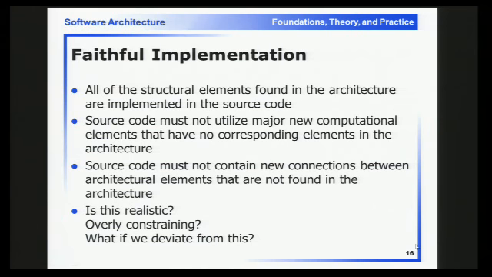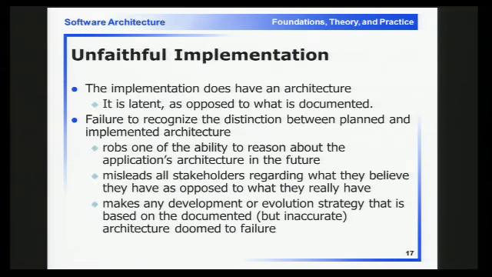After we understand the faithfulness of implementation, we will consider whether it's feasible to always enforce it, right? Is it realistic, or is it overly constraining our development? What if we deviate from the architecture during the implementation? It's very normal. We will see deviations between the implementation and the architecture. What we should do, whether we should keep those deviations or not, and whether we need to fix them immediately, is something we need to discuss in the future.